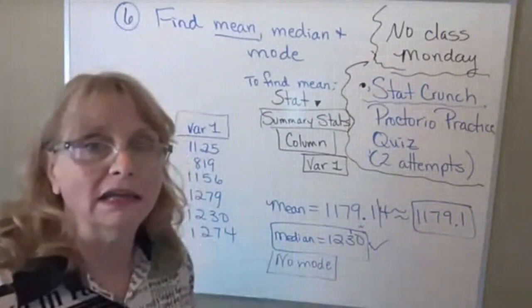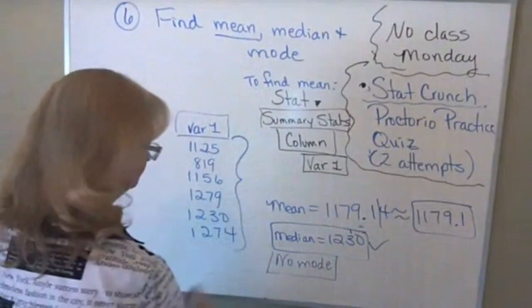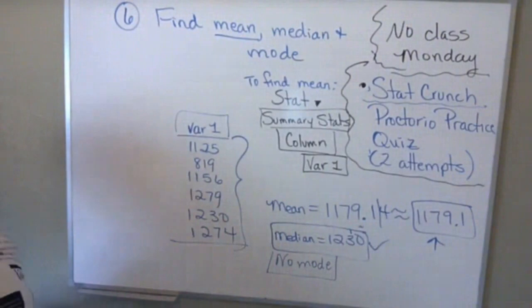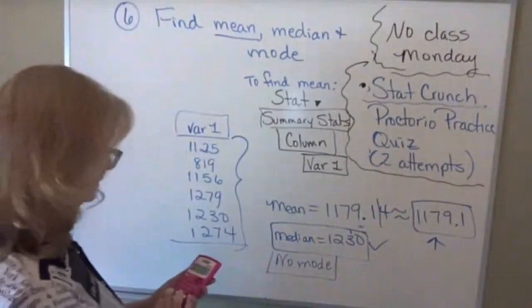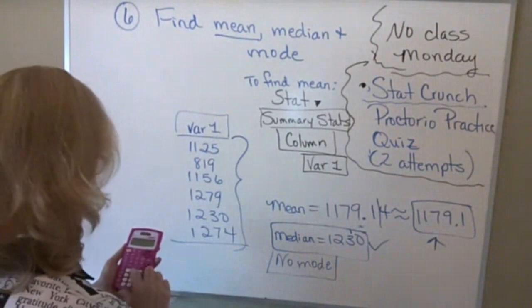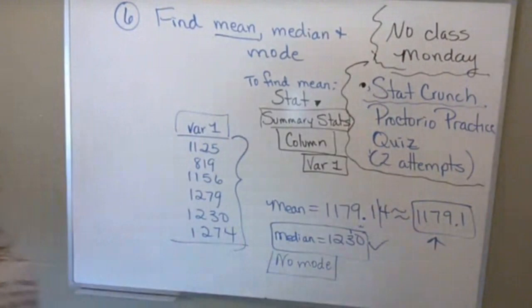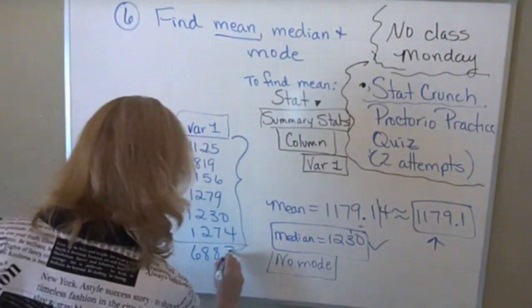So let's say I wanted to double check this. And see, is this what I would have gotten if I'd done it the normal way? Well, then that means I would need to add these and find the sum. So let's just review how to get the mean of a data set. And I'm going to try to do this quickly. We're still good on time. 1125 plus 819 plus 1156 plus 1279 plus 1230 plus 1274. And that gives me a sum of 6,883. That's the sum of my x sub i's.